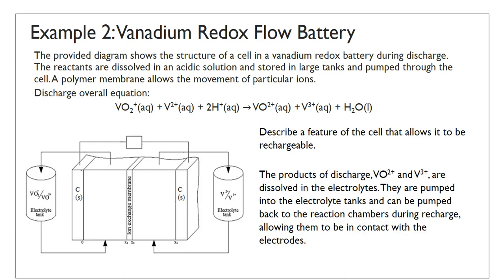Okay, describe a feature of the cell that allows it to be rechargeable. I'm just gonna leave the solution here. Essentially, the products of discharge, which are VO2 plus and V3 plus, are not solid, so they don't remain in contact with the electrodes all the time, but they are dissolved in the electrolytes and can be pumped into the electrolyte tanks and pumped back. So they have access to the electrodes when recharge happens.